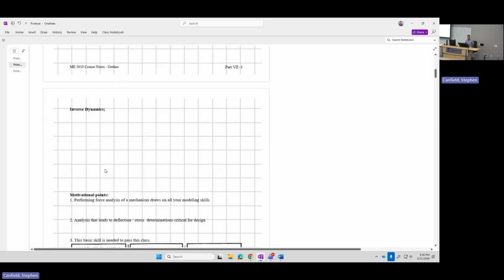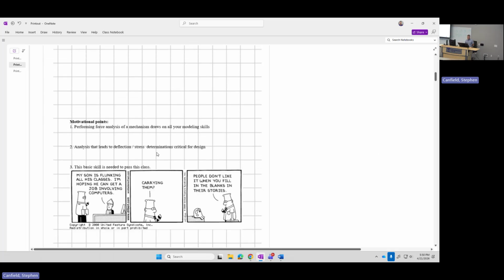So we've got the forward dynamics and the inverse dynamics problem. And then I've got some motivational points. This is going to add significantly to your mechanism modeling skills, going to give you a lot more information. Getting these forces, particularly as a function of time, being able to look at different motions and different external loads, and how that affects the internal forces and the driving forces, that's really critical for your design.